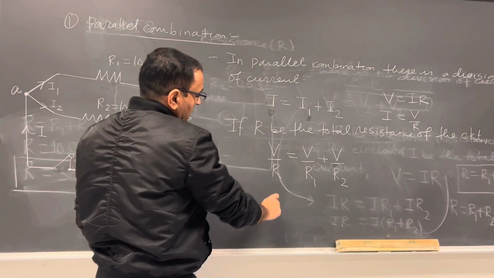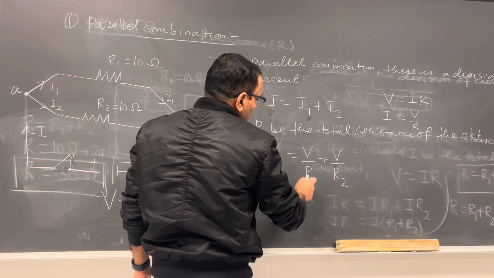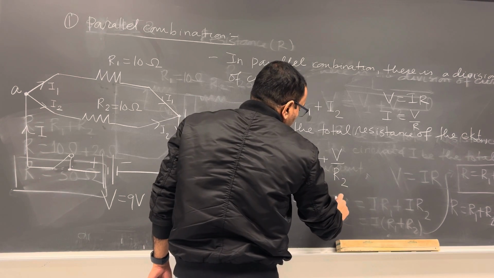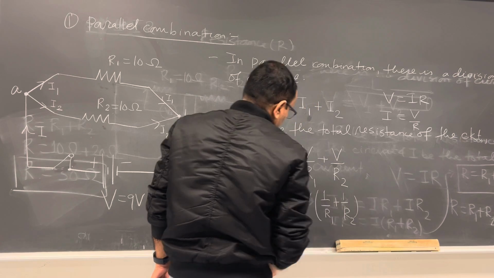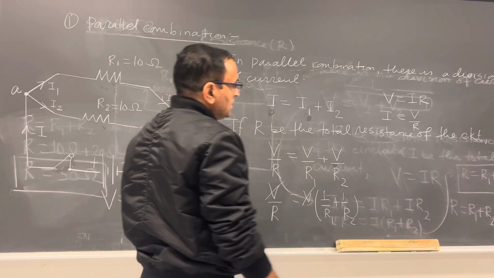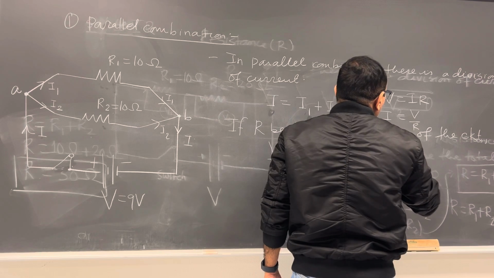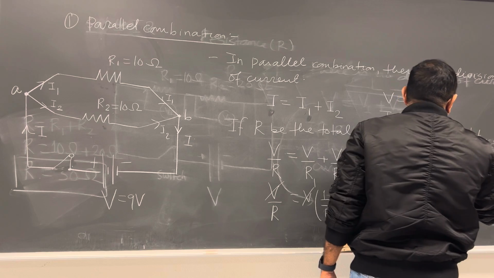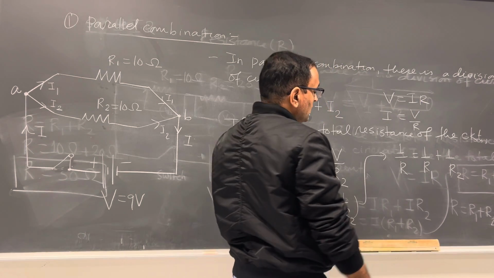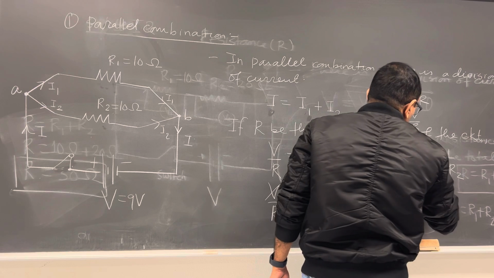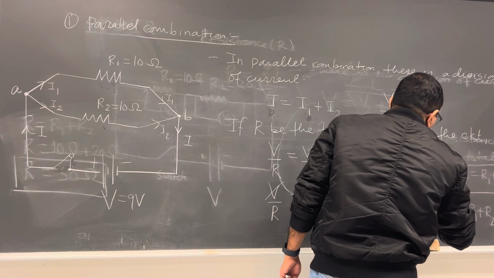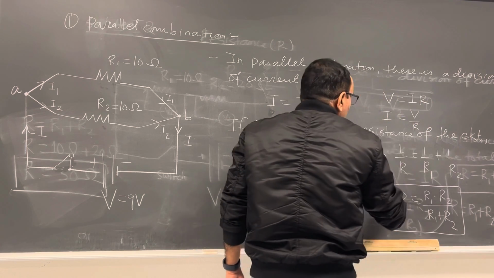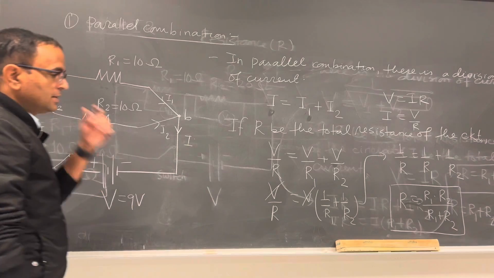Okay. So this is V divided by R. This is equal to, I have a V here, I have a V there, so I can pull out V times 1 over R1 plus 1 over R2. This V and this V I can cross out. Then this gives you 1 over R equal to 1 over R1 plus 1 over R2. Or if you want to simplify this, the total resistance in the circuit R is equal to R1 times R2 divided by R1 plus R2. So this is the total resistance in parallel combination.